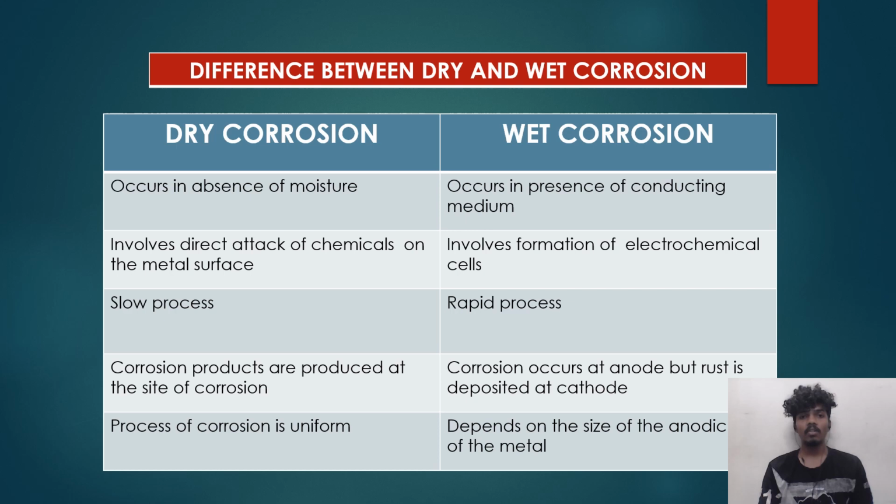Dry corrosion is a slow process, whereas wet corrosion is a rapid process. The corrosion products are produced at the site of corrosion in the case of dry corrosion, whereas in wet corrosion, corrosion occurs at the anode but the rust is deposited at the cathode. The process of corrosion is uniform in dry corrosion, whereas in wet corrosion it depends on the size of the anodic part of the metal.